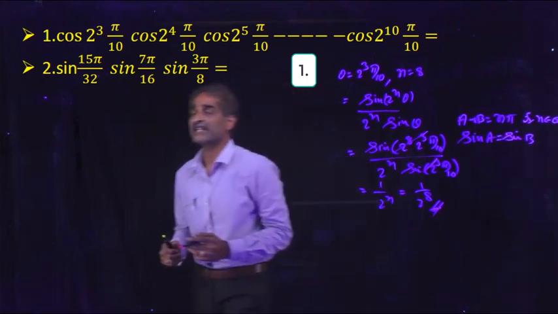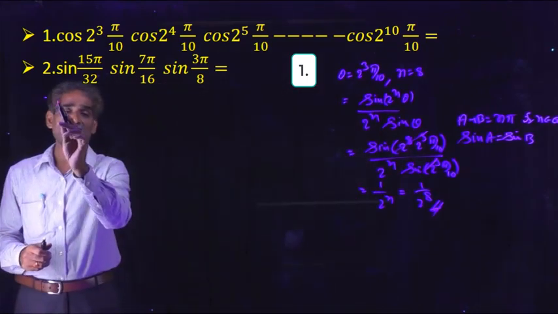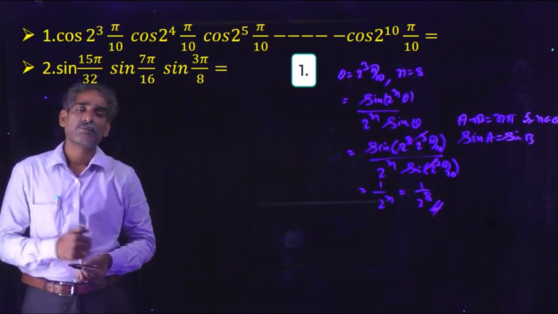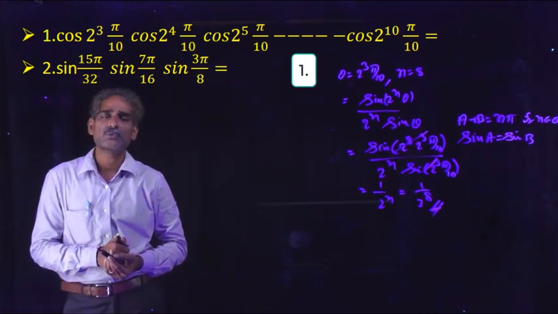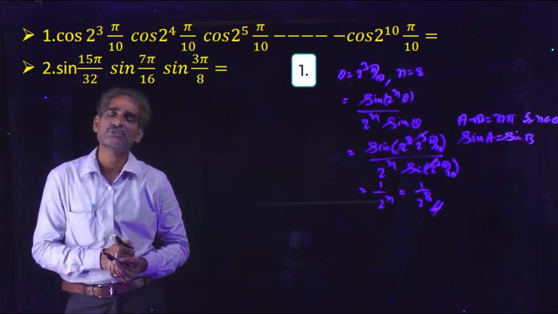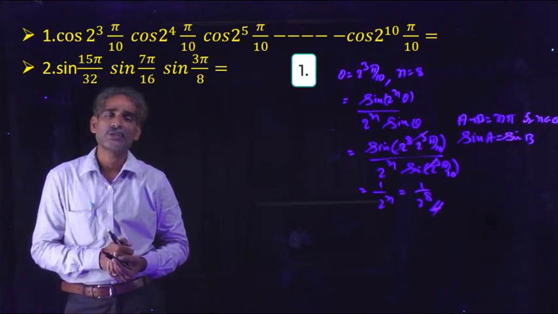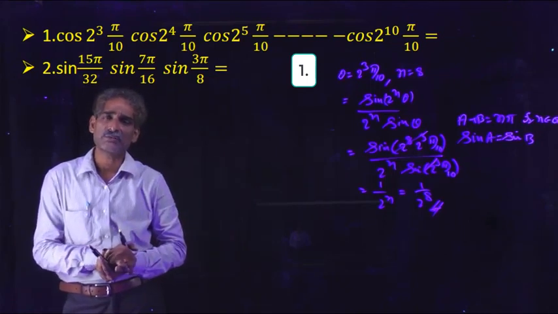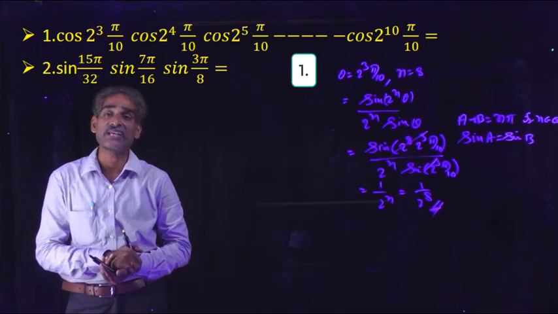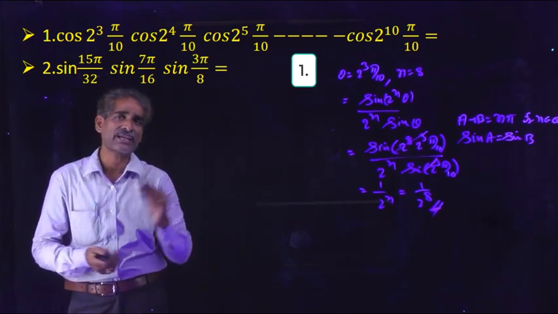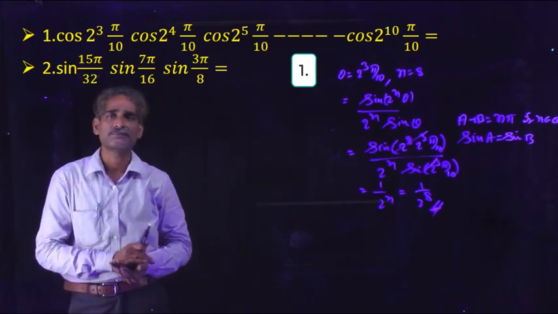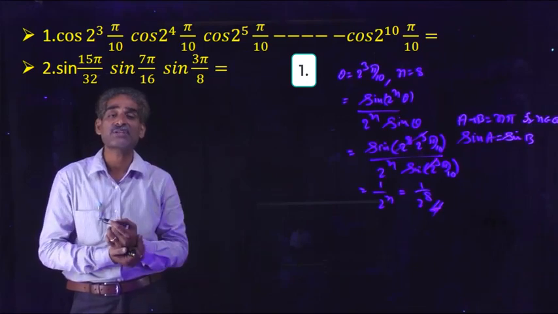Right, now come to the second one. Here the second one is 2 sin 15 pi by 32, 2 sin 7 pi by 16, sin 3 pi by 8. Just observe that here there is a sine function. If the cos function is there and angles are in GP, then we have a formula. So try to convert the sine function into a cos function.